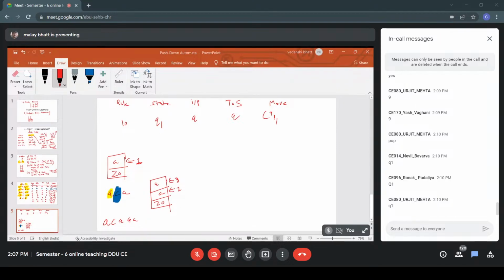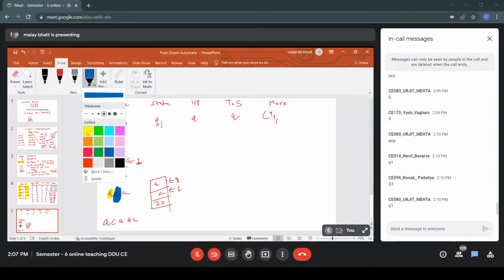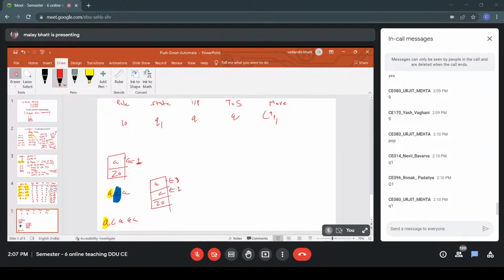Right? We don't know anything. We are having an input symbol A and we are having a top of the stack as A. So it is like this. Right, this is what we have.